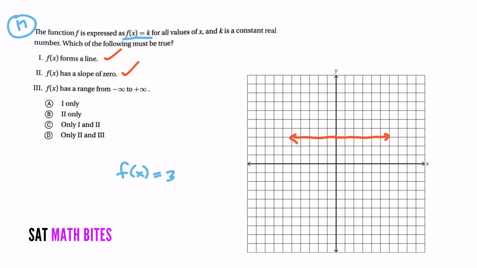But if you look at number 3, you can see it has a range from -infinity to infinity. The range is all the possible y values. So the domain would be -infinity to infinity, but the range is limited to whatever that constant is. So 3 is not true, but 1 and 2 are. That's why the answer here would be C.